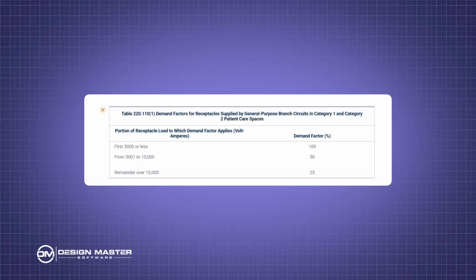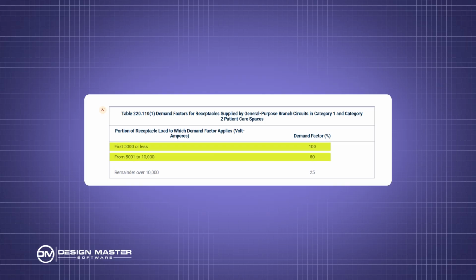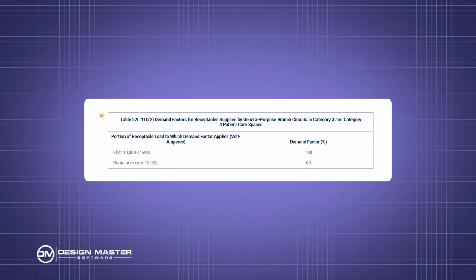The high-risk categories, category 1 and category 2, are in table 220.110.1. And there, the first 5 kVA are at 100% demand, and then 5 to 10 kVA is 50% demand, and then over 10 kVA is 25%. So that's less than the 50% over 10 kVA of a non-dwelling unit receptacle. Then categories 3 and 4, the low-risk categories, that's in 220.110.2, and there it's the same as non-dwelling unit receptacles, so it's 100% of the first 10 kVA and then 50% after that. So in 2023, they separated out the high-risk patient care spaces and said those can have a lower demand than a standard non-dwelling unit receptacle.